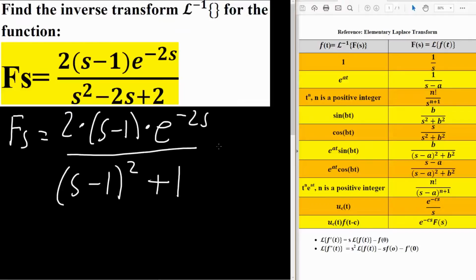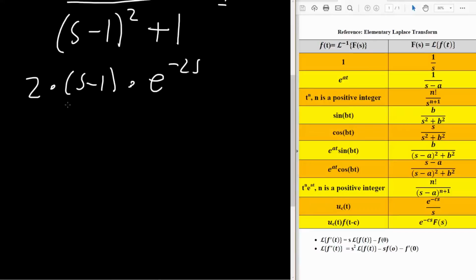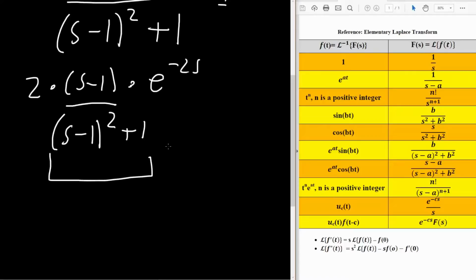And next, we need to further break down the numerator into parts. And so we could say 2 times (s minus 1) times e raised to negative 2s. I'm going to scroll down a little bit. And since everything is being multiplied, I can just put the division sign on one term. If I say (s minus 1) squared plus 1. So now we have like 3 parts. This is 1, this is 1, and this is a constant of 2.